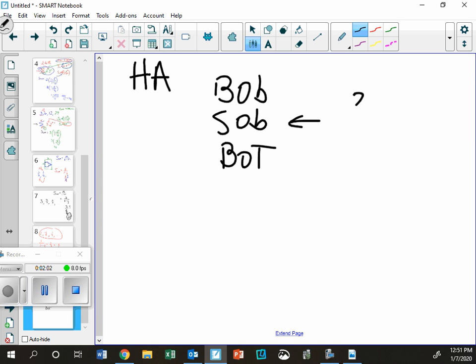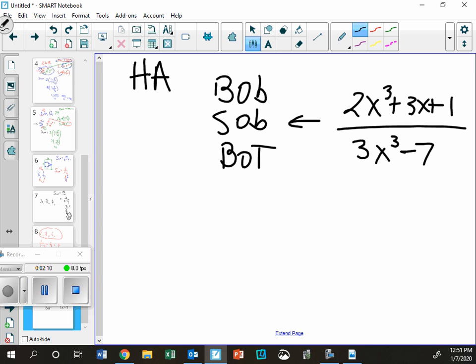Same on both. 2x to the third plus 3x plus 1 over 3x to the third minus 7. Some people feel like it's bigger on the bottom because of that 7. That's not it. How do you decide what you're looking at to see what's bigger on the bottom or bigger on the top? We're looking at its degree. Do you get that the degree of both of those is degree 3? So that's a same on both.